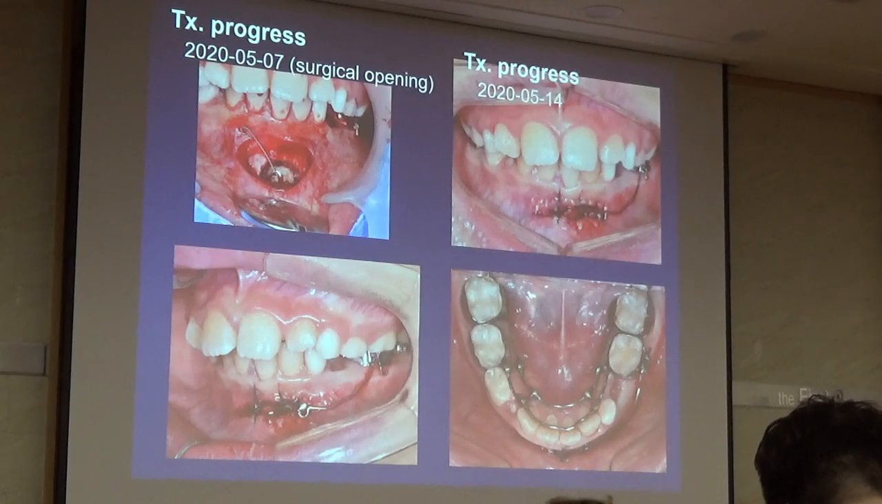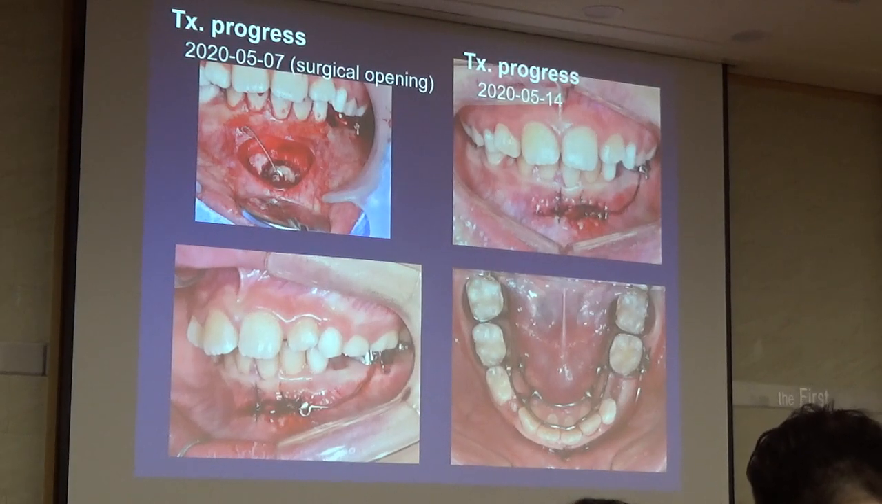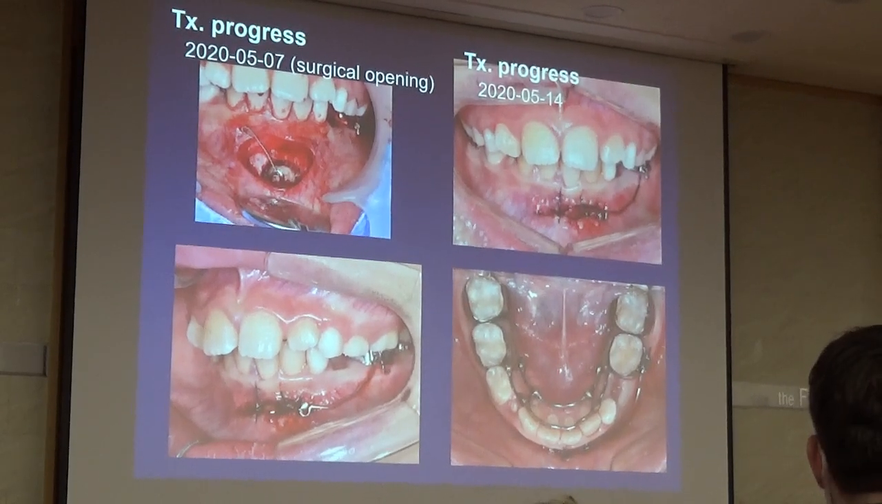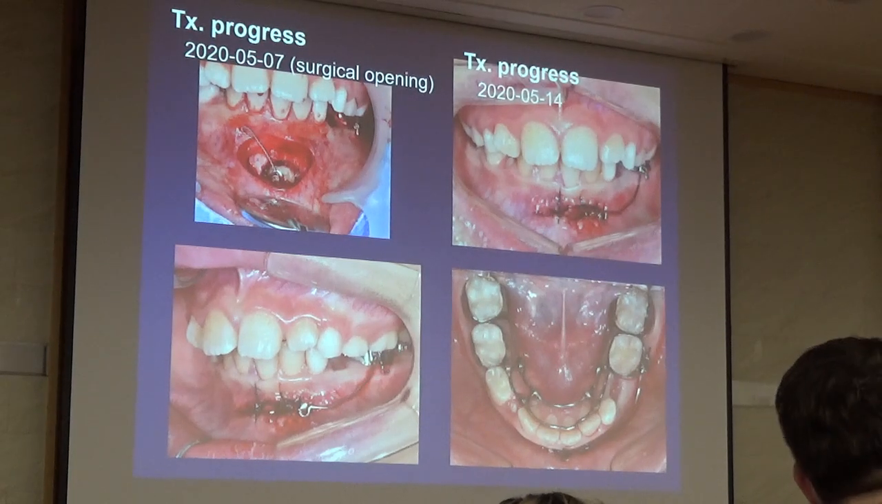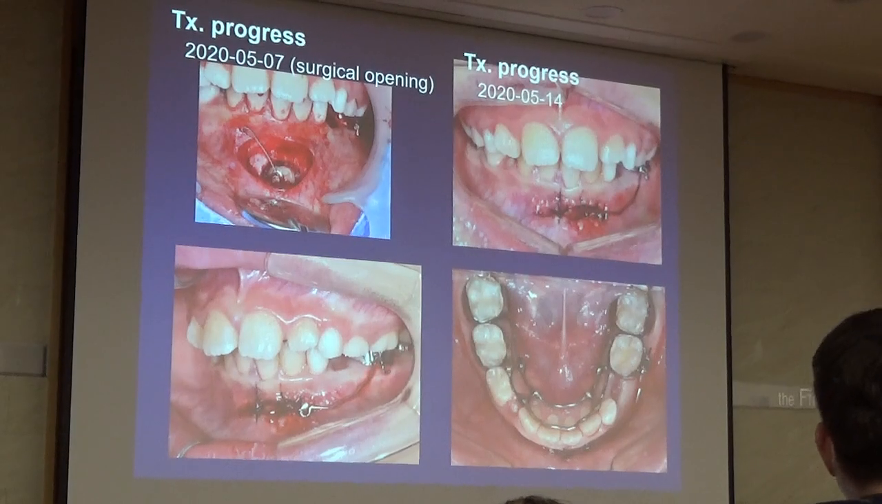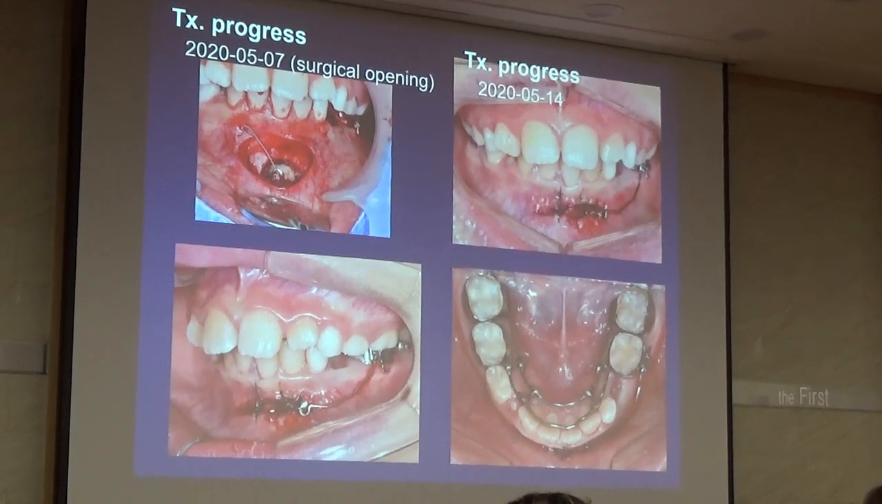So I will tell the parents in a good case scenario, in the next month or two, she'll have swollen lips. She will suffer from discomfort and pain. But that's a very good sign. That's saying that everything is going well. Alright? Yeah. Everything is going well.